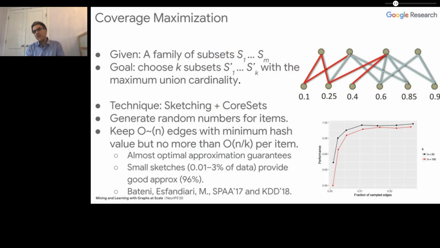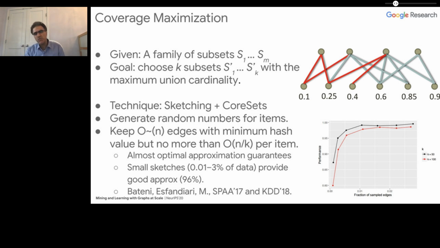It can also be defined on a bipartite graph where we put the sets on one side. We want to choose a subset of nodes on one side and maximize the number of nodes on the other side of the bipartite graph that are covered by these nodes, or are the neighbors of these nodes. There are good greedy sequential algorithms for this type of problem, but they are very sequential and very hard to implement in a distributed or parallel way.